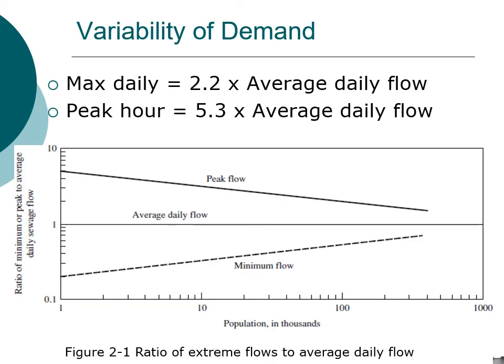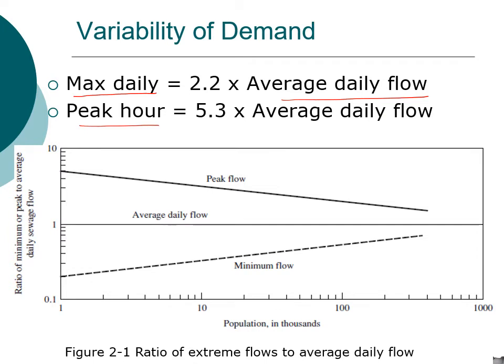The demand for water is highly variable. It's variable seasonally. It's variable on a diurnal level. This really focuses on those diurnal levels. So we talk about an average daily flow. We also talk about a max daily and a peak hourly flow.